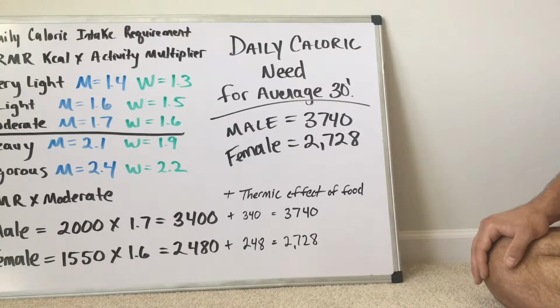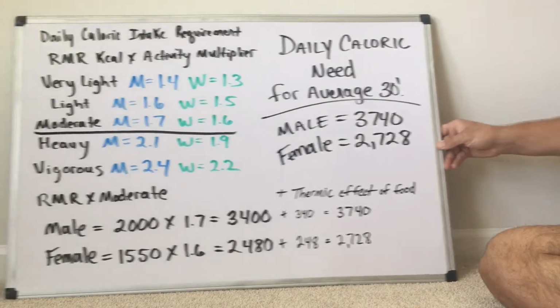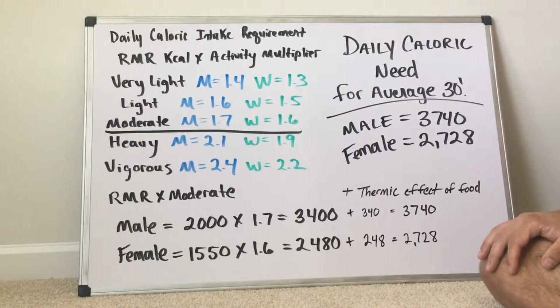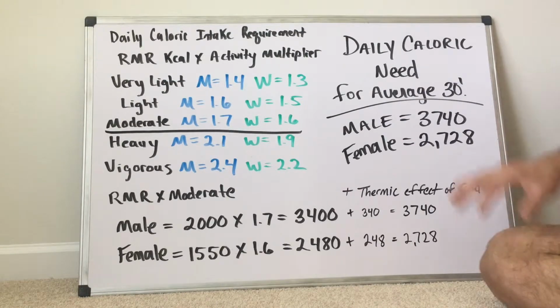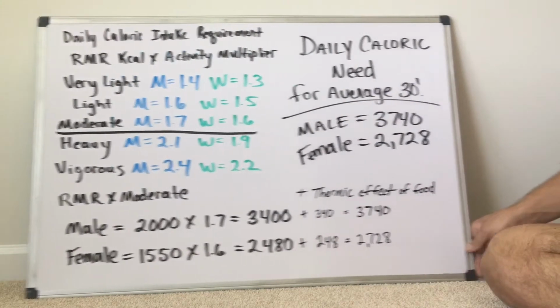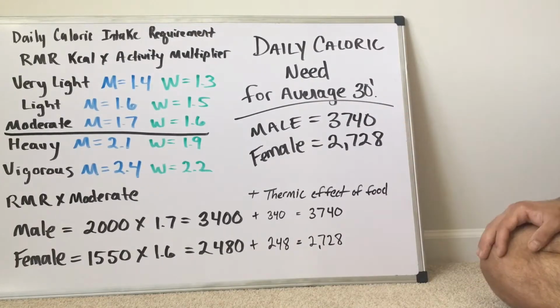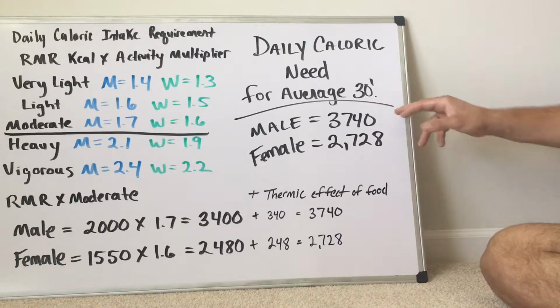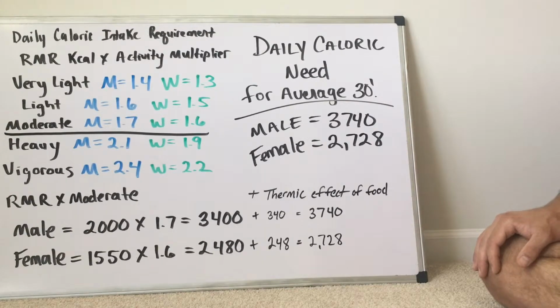You can put in your own resting metabolic rate equation through the Harris Benedict equation by going to the beginning of the video and basically figuring out how many calories you should be eating per day. Now, what we're going to do is synthesize where these calories should come from and what you should be eating next.